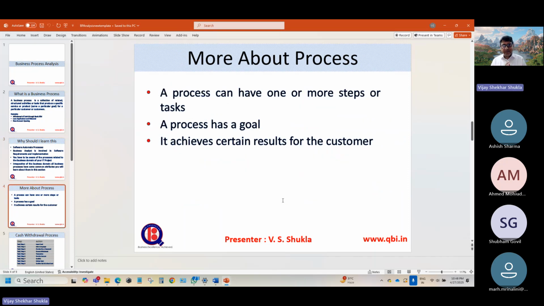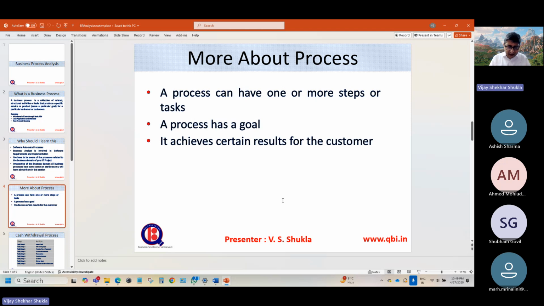So processes have one or more steps. Processes have goals. Processes achieve certain result for the customer. So say, for example, for the food delivery process, the final goal for the customer is to receive food items which he has ordered. The goal for the food delivery partner is to basically accept that he is going to collect the delivery and finally deliver it to the customer. The restaurant's goal could be that the restaurant gets paid and finally they get a high rating on their delivery.